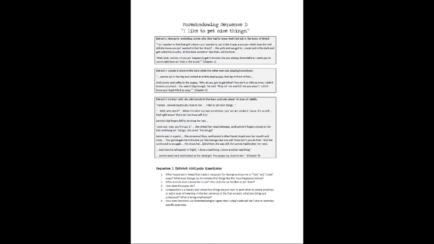Then juxtaposition is a literary tool where two things are put next to each other to create emphasis or to add a layer of meaning. In the last sentence of this final excerpt, what two things are juxtaposed? What is being emphasized? So look at this last line of extract 3. And then finally, how does Steinbeck use foreshadowing to signal that Curly's wife will die? Give at least 2 specific examples.